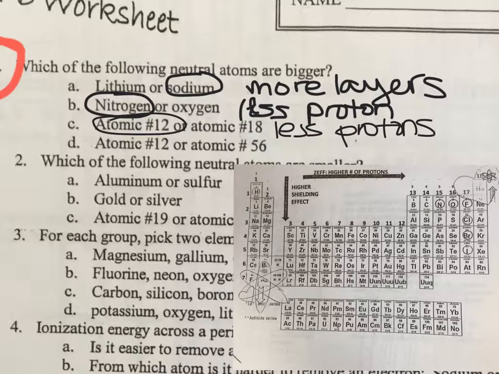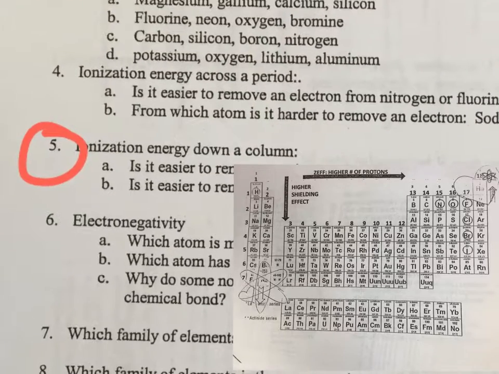All right, and then finally, atomic number 12 or 56? 56, because what? More layers. So the whole idea here is you have to decide: is it an up-down thing or a side-to-side thing? If it's side-to-side, you have to check to see, are they in the same row? If they are, then that's where your number of protons, or your atomic number, is going to play a role.